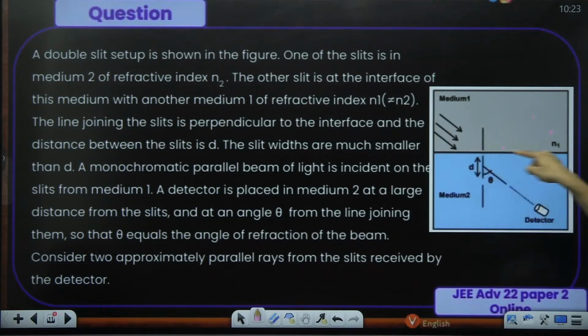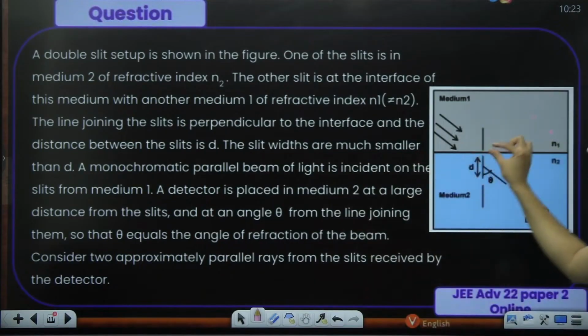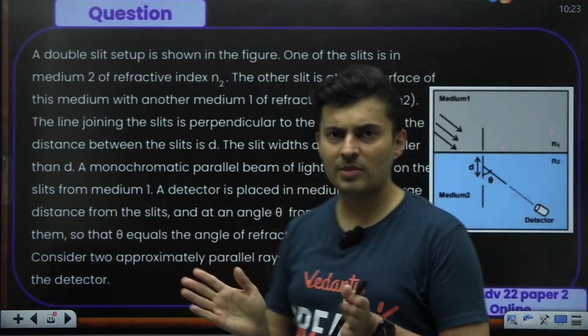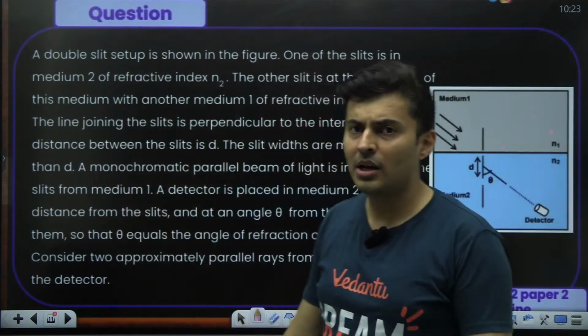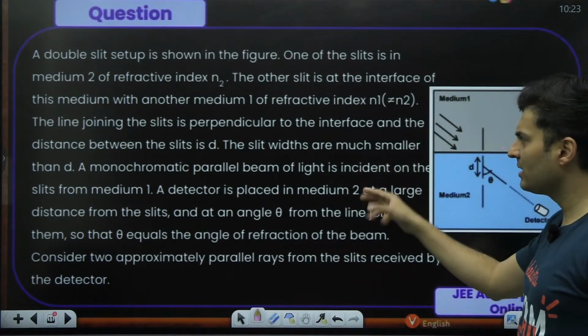Look at that. The line joining the slits is perpendicular to the interface, and the distance between the slits is given to be D, standard information. The slit widths are much smaller than D. Why is this given? The slit width is much smaller so that diffraction can occur and the light can spread everywhere so that the interference can occur.